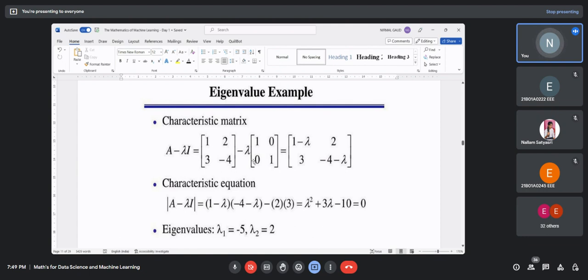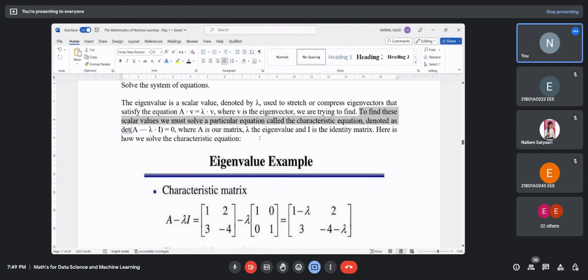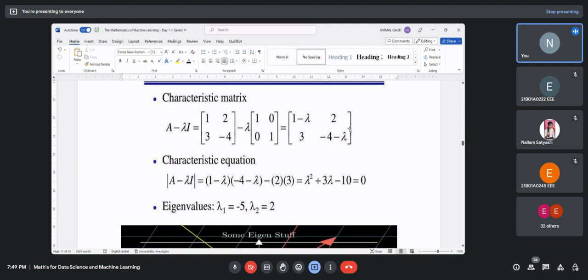Now if I multiply this lambda inside, it will be lambda 0 0 lambda. If I subtract these two matrices, I get the result 1 minus lambda, 2, 3, and minus 4 minus lambda. This is my characteristic matrix. So if you are given a problem statement to find the characteristic equation and solve it for your eigenvalue and eigenvector, this is the approach you need to follow. First solve for the characteristic matrix. Here is my characteristic matrix.